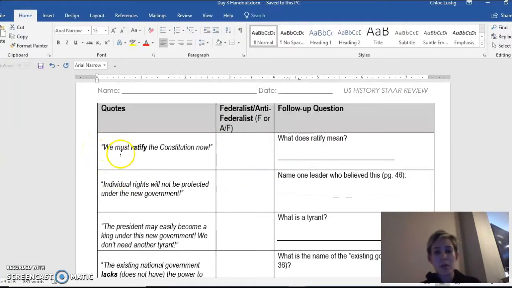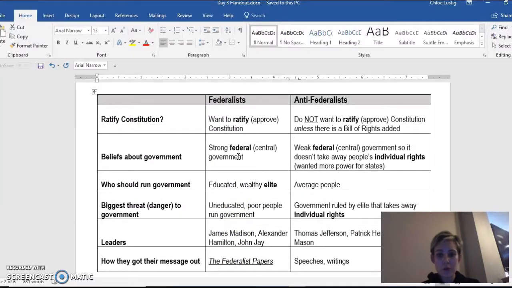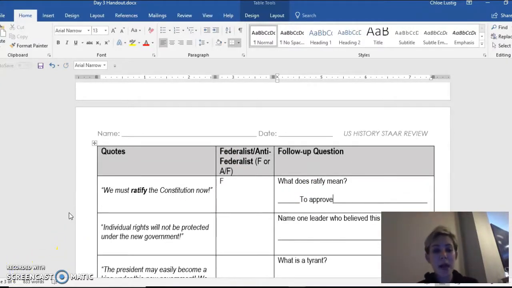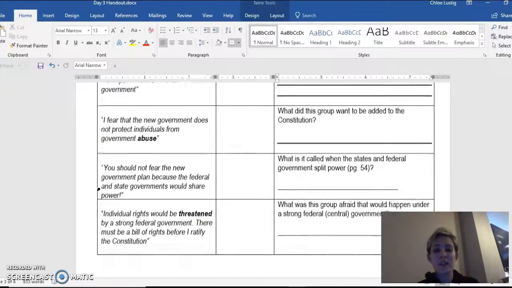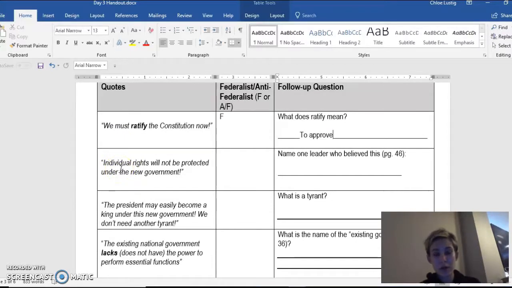So the quote says, we must ratify the Constitution now. Okay, so going back to my chart, I'll see who wanted to ratify the Constitution. It was the Federalists. And ratify means to approve. So the Federalists wanted to approve the Constitution. So down on my notes, I'm going to write F for Federalist, and ratify means to approve. Okay, so now go ahead and pause me and finish this activity on page 3. You can listen to music quietly if you want to, and come back to this video once you finish.